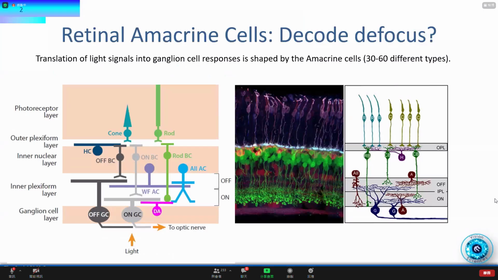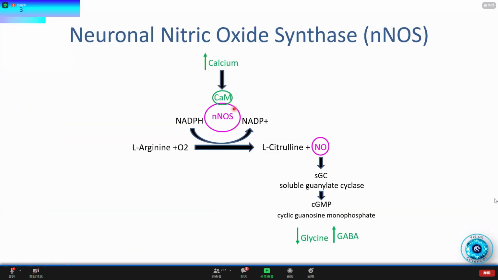The translation of the signals from the rods and cones to the output on and off channels of the retina is modulated by the complexity within this inner plexiform layer and the amacrine cells. Today I'm going to talk about one particular type of amacrine cell that produces nitric oxide. In the retina, nitric oxide synthetase is an enzyme which catalyzes the reaction of converting L-arginine into nitric oxide, and in turn this changes the release of the inhibitory neurotransmitters in the retina.